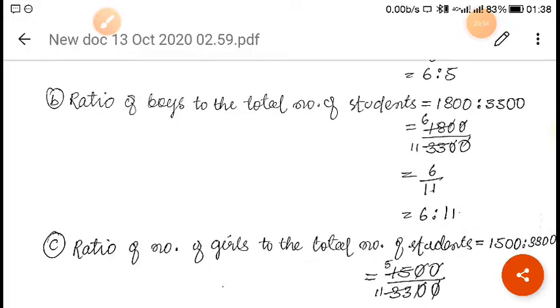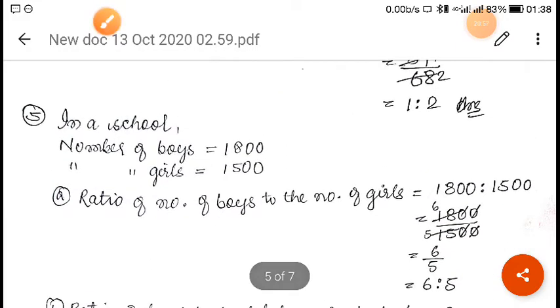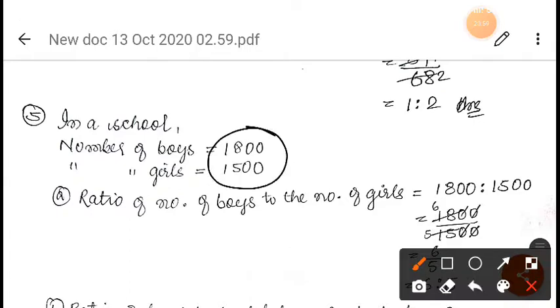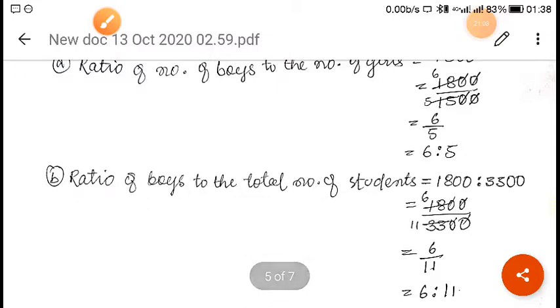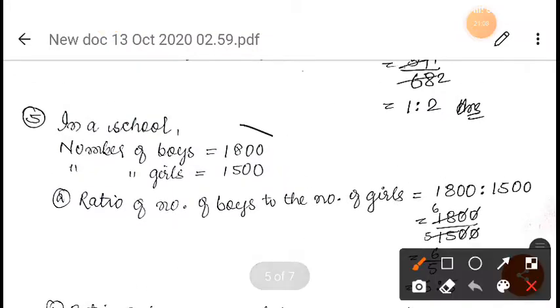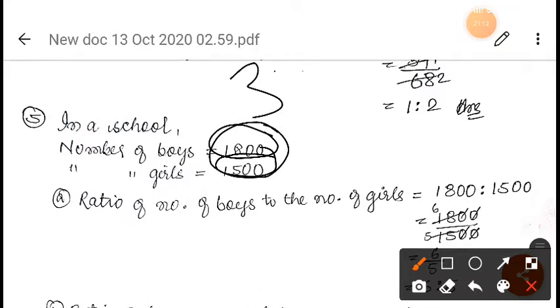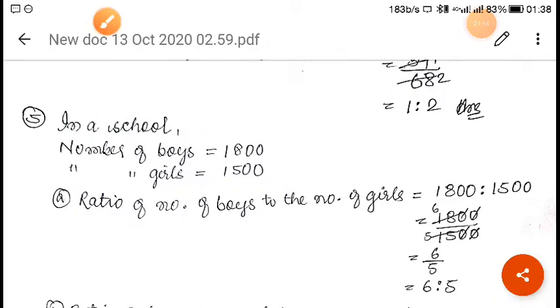So total number of students will be how much? As you can see, the total number of students will include boys and girls both. When you add these two, what will you get? You will get 3300, right? Total number in a school: this much is boys and this much is girls, so the total is how much? We add these two, so we will get 3300, right?